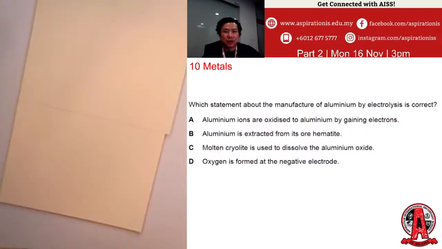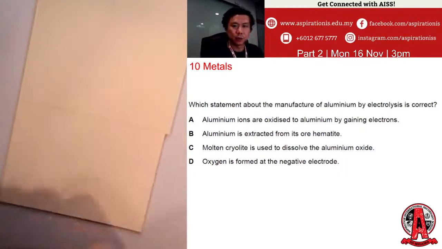Now, the manufacture of aluminium. So, extracting aluminium. We extract aluminium using electrolysis because it's a reactive metal. Okay? And we extract iron using the blast furnace, using carbon monoxide because it is less reactive. Yeah, I hope you know that. So what do you think of this question?